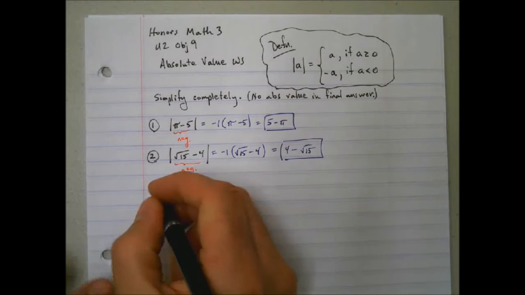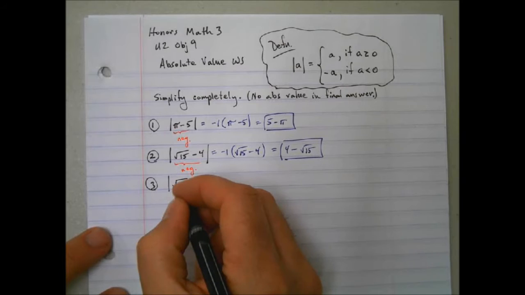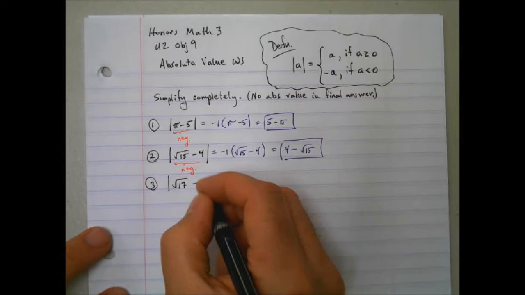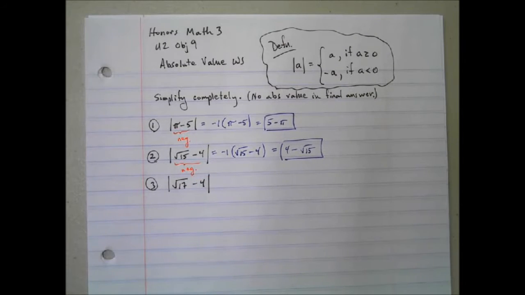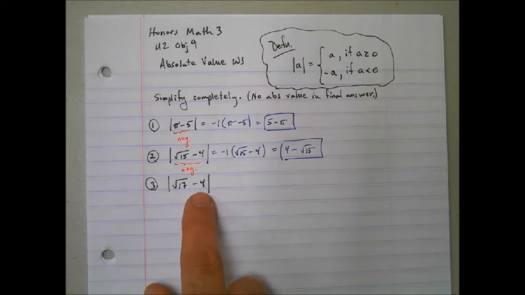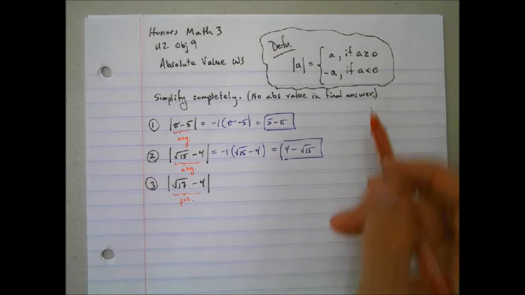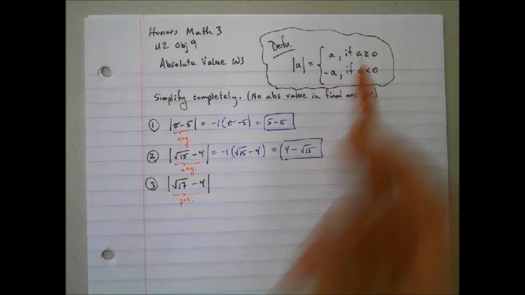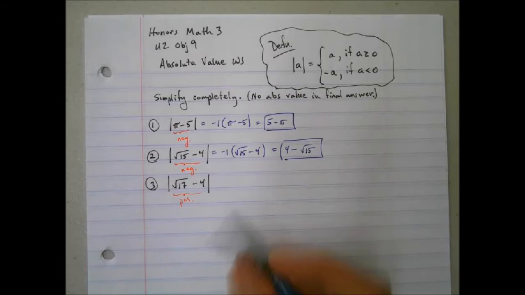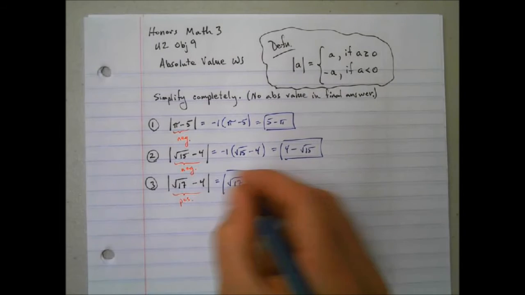Okay, moving on. Number 3, absolute value of root 17 minus 4. Okay, well, root 16 is 4, and root 17 is a little bit more than 4. So a little bit more than 4 minus 4, that means the inside here is positive. And if we follow the positive rule, you just drop the absolute value bars, and we have root 17 minus 4.